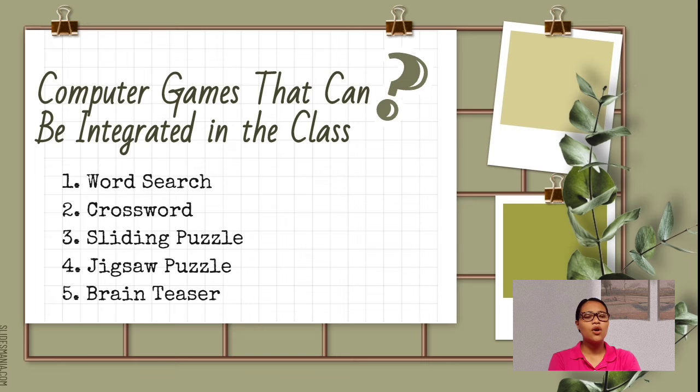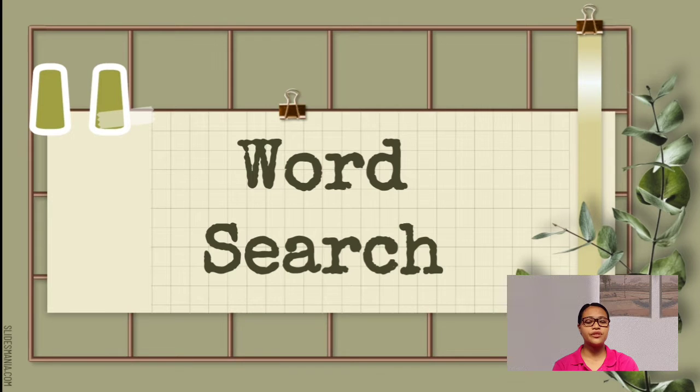So, next, what are some computer games that can be integrated in the class? Computer games that can be integrated in the class are the following. Number 1, word search. Number 2, crossword. Number 3, sliding puzzle. Number 4, jigsaw puzzle. And number 5, brain teaser. Among these computer games, we are going to choose and focus on only one computer game to discuss and integrate in our subject. The game would be word search.